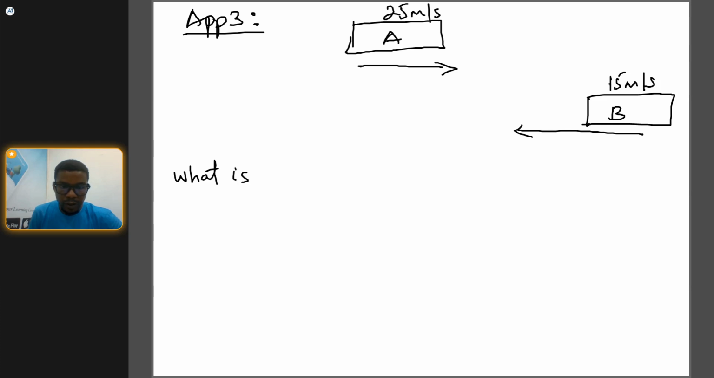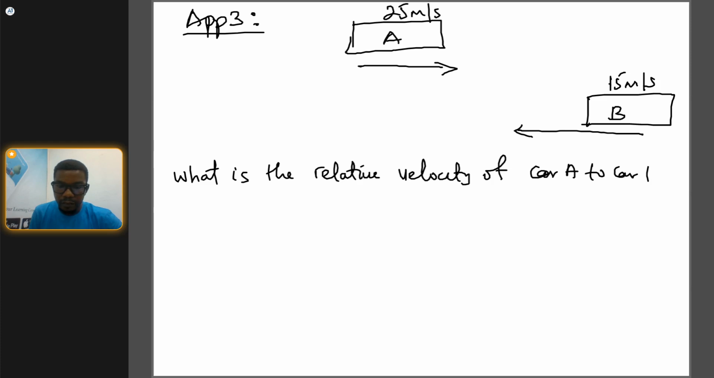What is the relative velocity of car A to car B? We are asked to find the relative velocity of car A to car B. Look at the diagram very well. Car A is moving in this direction, while car B is moving in this direction.